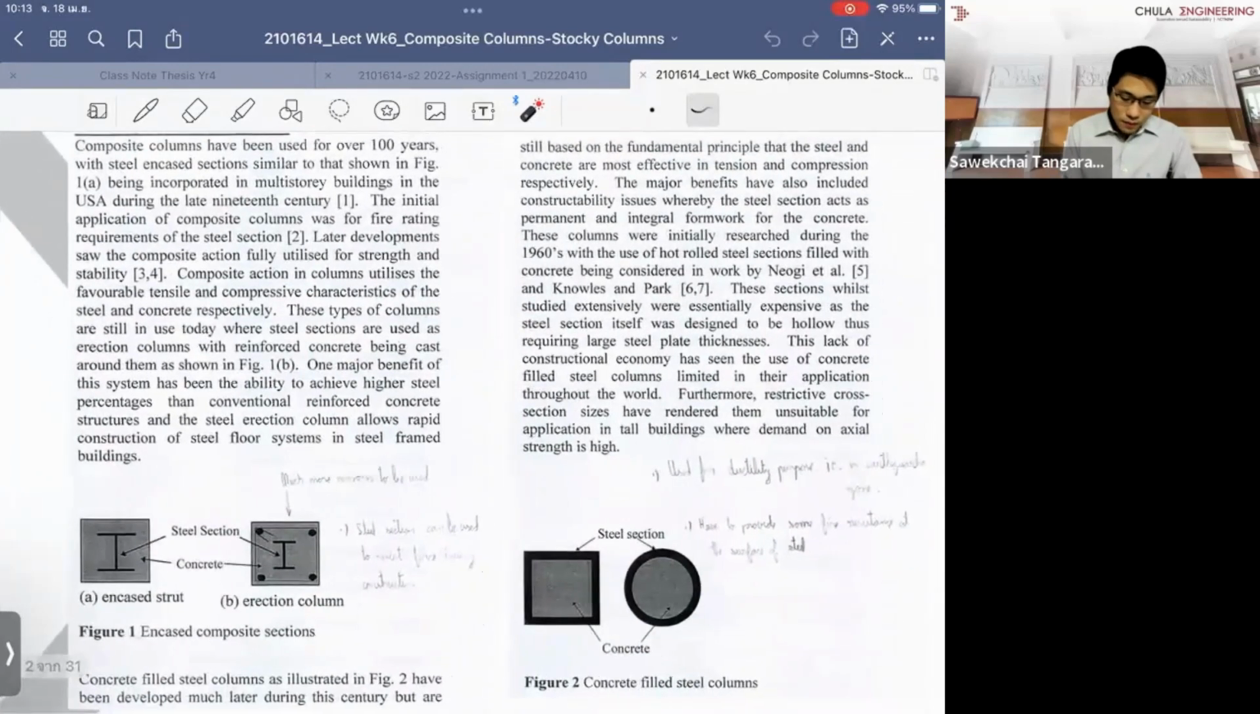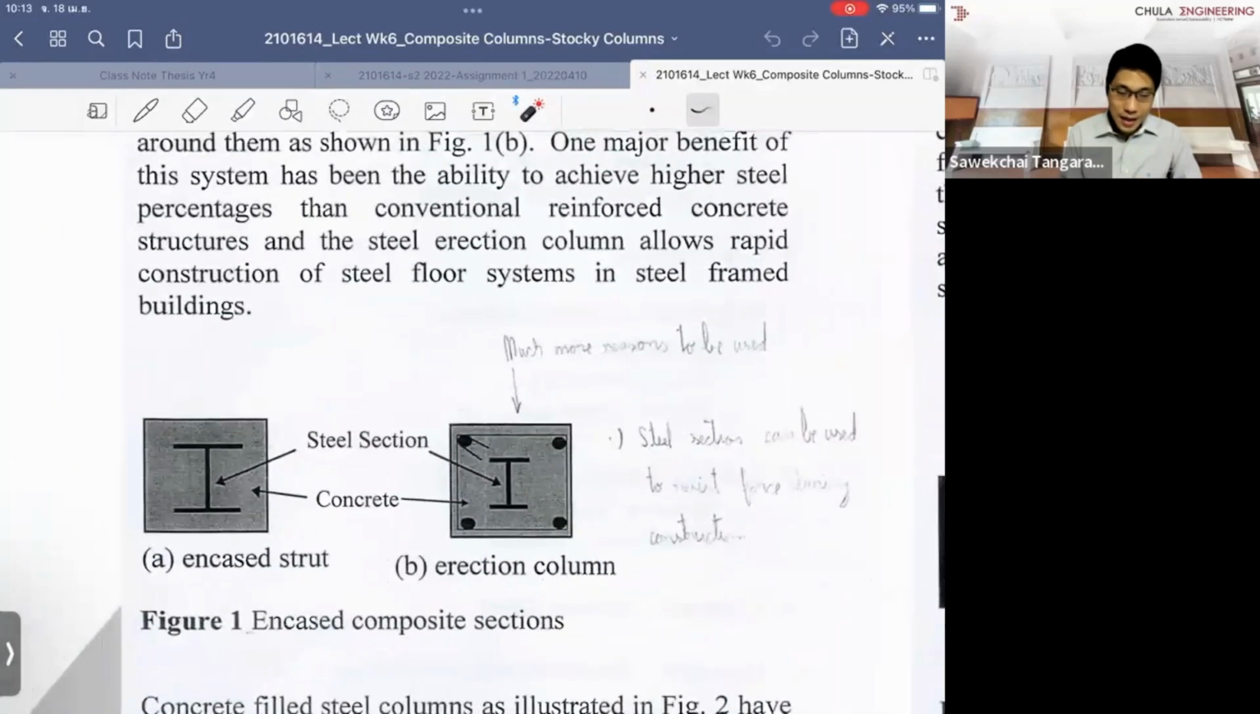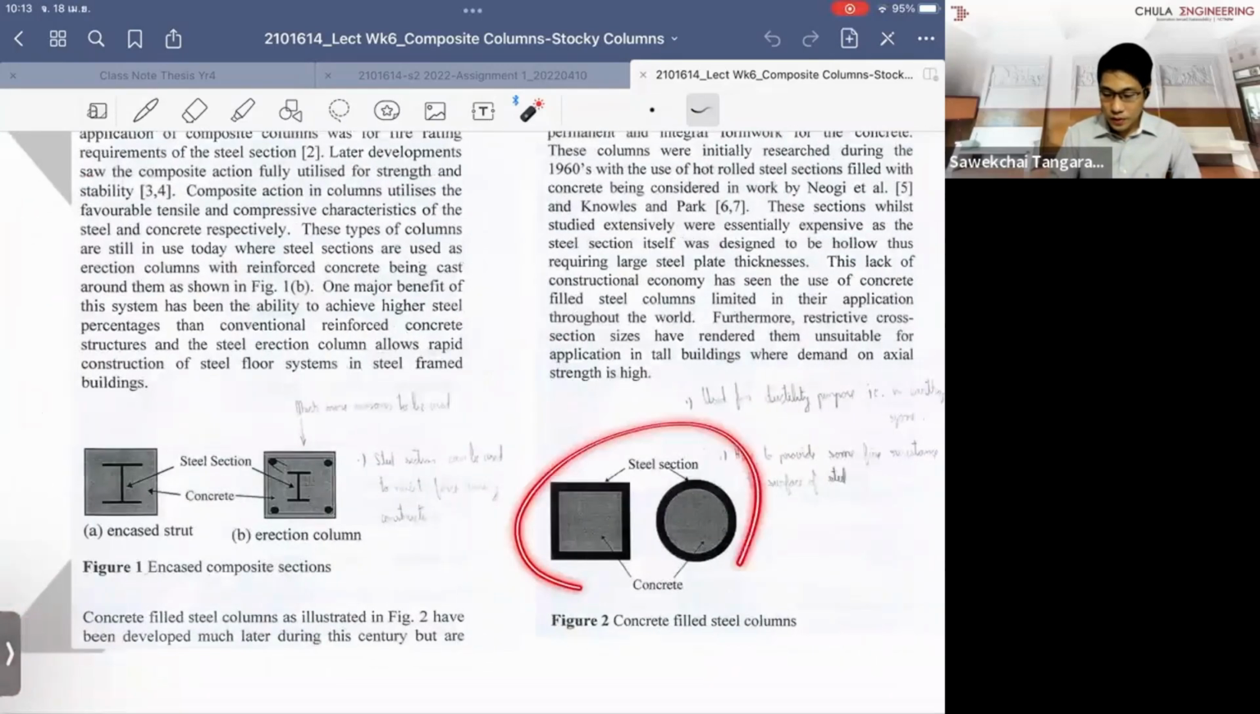So what has happened is that we have two concepts in the composite column. One we call encased, the other we call infill. The infill is here, the encased is on the left-hand side. The difference between the encased and the infill is as follows. When we have the encased, we have the steel section, which is the standard steel column. So we normally use the wide flange. We call them universal columns, right? Or UC. In American usage, they call it a wide flange.